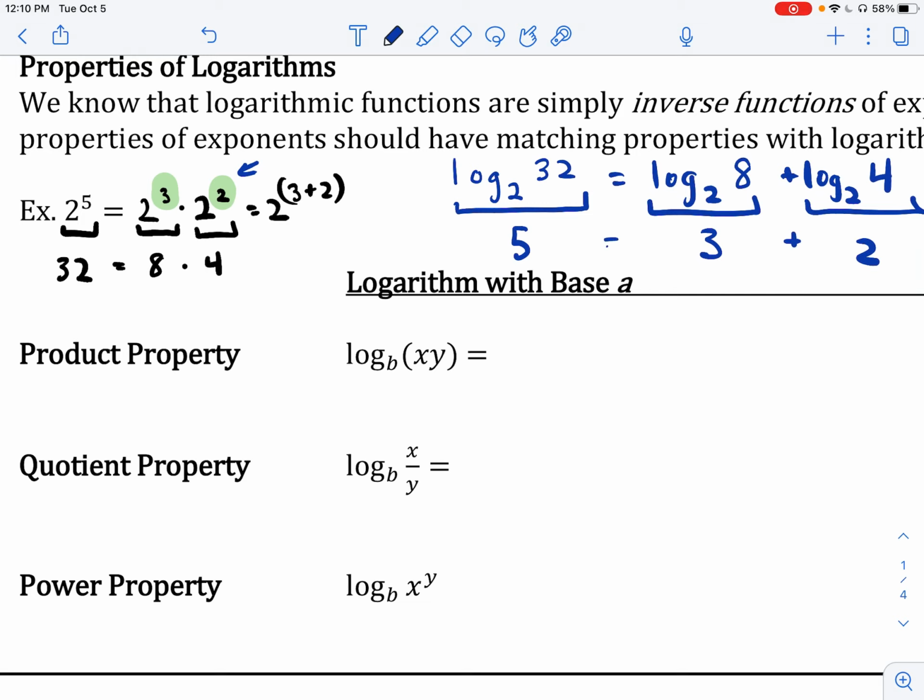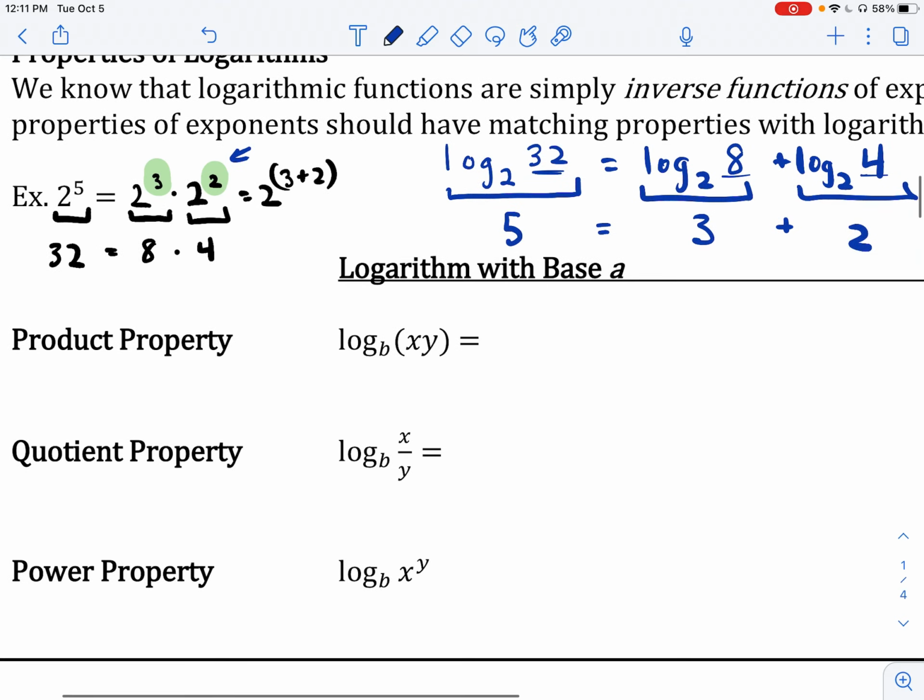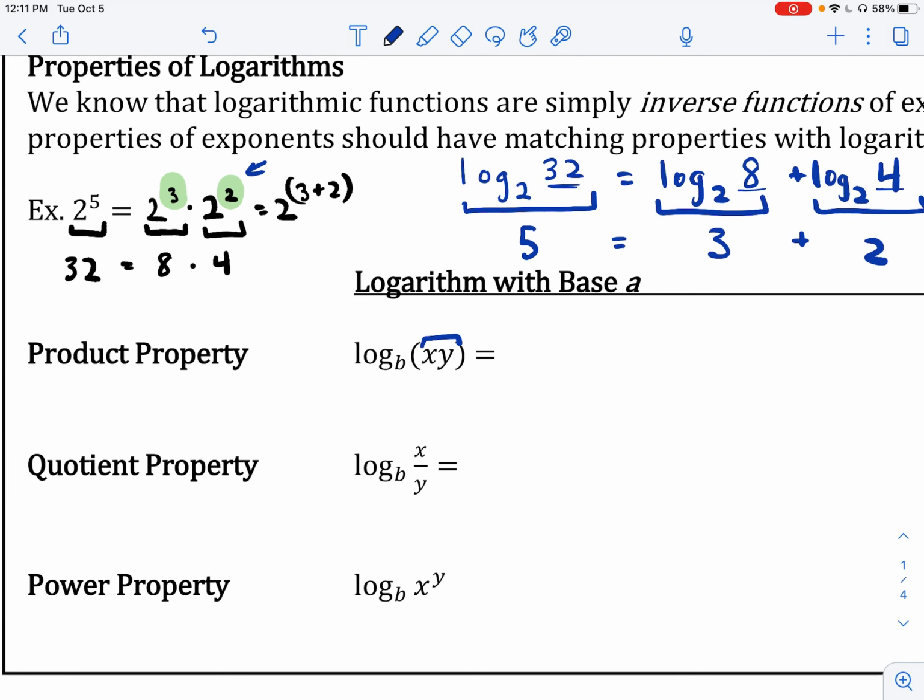So the matching logarithm property says when you have an argument that can be rewritten as a product of two factors, then you can actually rewrite that entire logarithm as the sum of two logs with the same base, such that these arguments equal 32 when I multiply. Let's write this in general form, and hopefully it'll be a little bit more clear. We could say log base b of some argument, and if that argument is the product of two factors, we can rewrite this logarithm so it's log base b of x plus log base b of y.